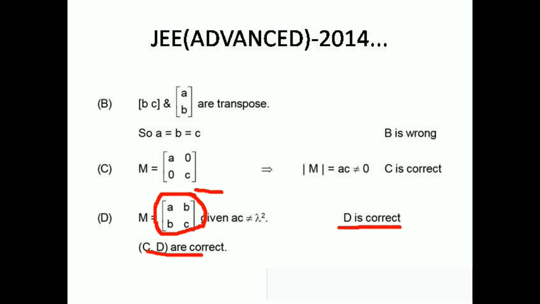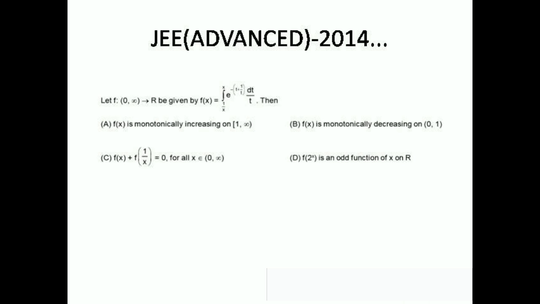Let's see one more example. Okay, this is also a multiple choice question, a very good question. It contains the application of derivative, the function, the Leibniz rule, even odd, everything. f is a function from 0 to infinity to R, given by f of x is equal to 1 by x integral from 1/x to x of e raised to minus (t plus 1 by t) dt upon t. Now we have to check these four options.